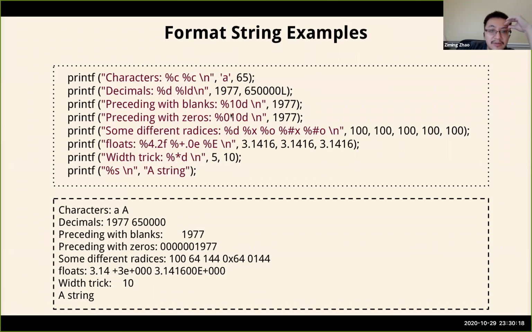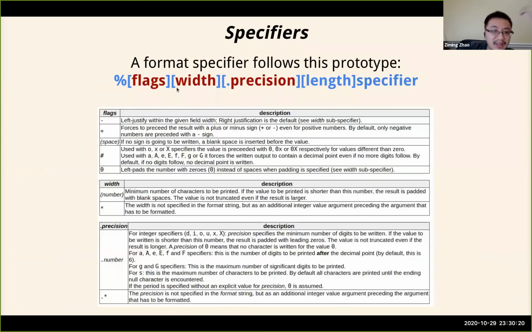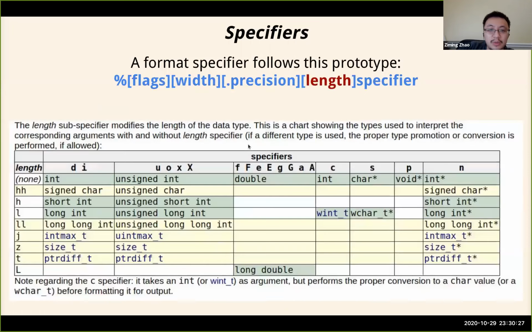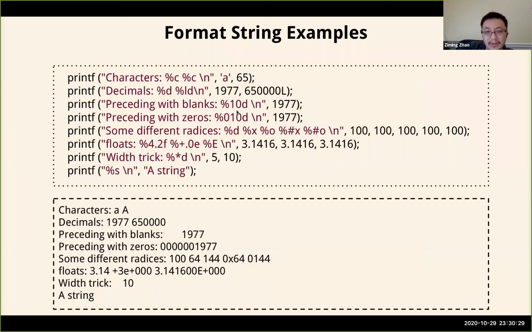So here, the flag can only be those things. The flag can only be plus, minus, space, pound, and 0. It's not that. So this is width. So the width is 10, okay? Which means we're going to print out an integer, and we will make sure that integer is printed out with at least 10 characters. That's what we make sure. And we don't have a leading 0 here. The default one is a white space. That's why the printout here is like this.